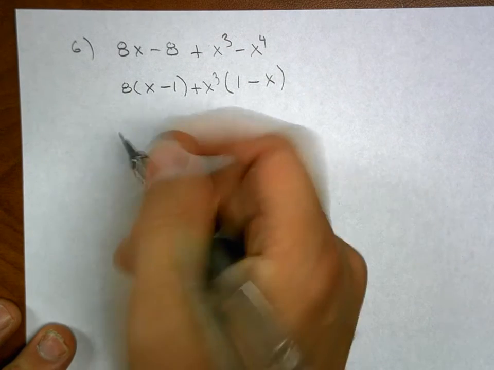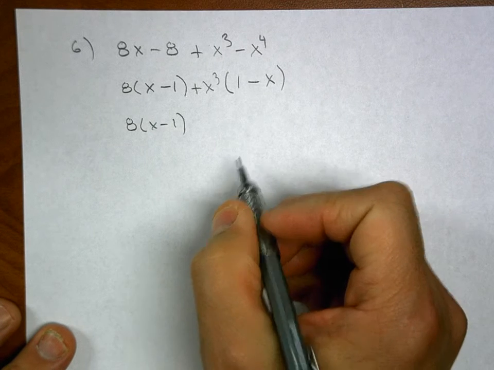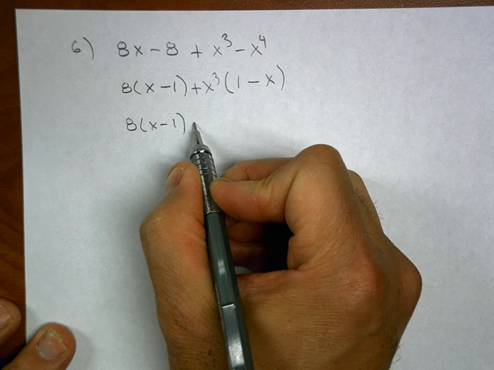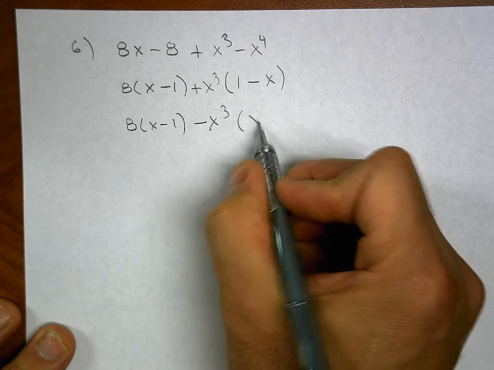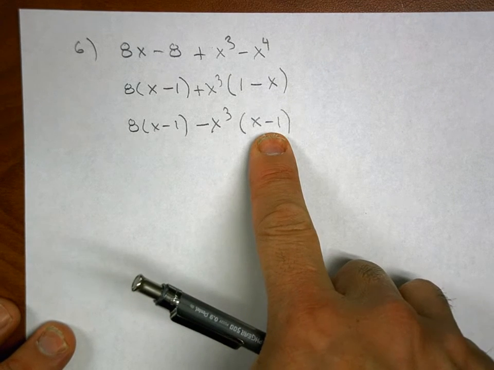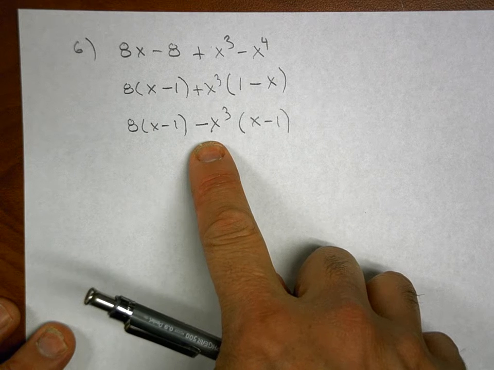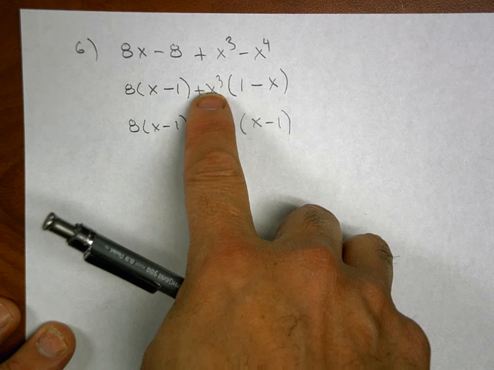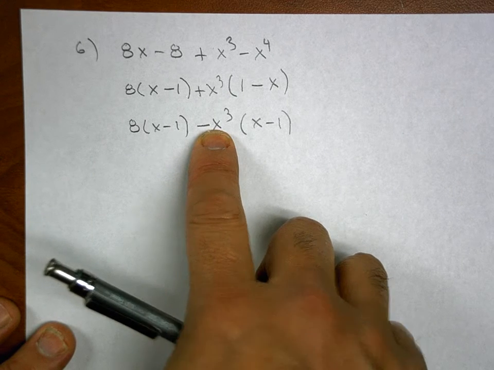So we have 8 times x minus 1. Let's pull out a negative, so I'm going to make that instead of a plus. Let's call that negative x cubed times, and now I switch it, x minus 1. So I switch it, and I pull out a negative. Negative 1 times x cubed is negative x cubed. So now let's continue factoring.